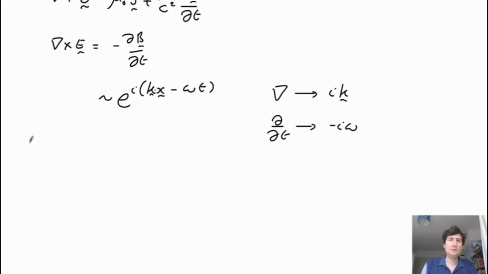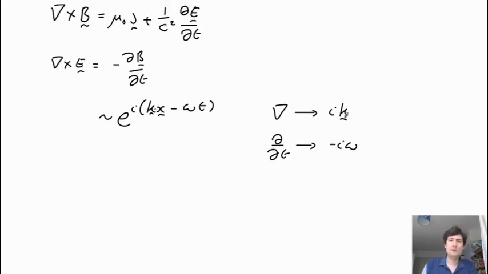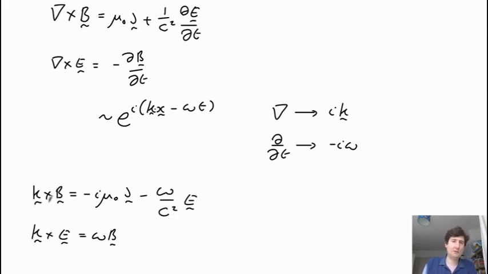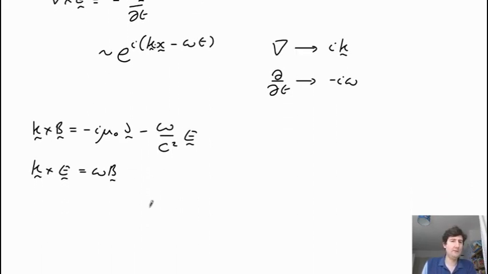So if we just do this substitution here, and we replace these gradients with k's, and these d by dt's with omegas, then we get these expressions here. Here I've just replaced the i's and divided through by i. We get this minus i here from dividing 1 by i. And then here a d by dt is just turned into an omega. And then we can substitute in: we just take this B here and substitute it into that expression there.